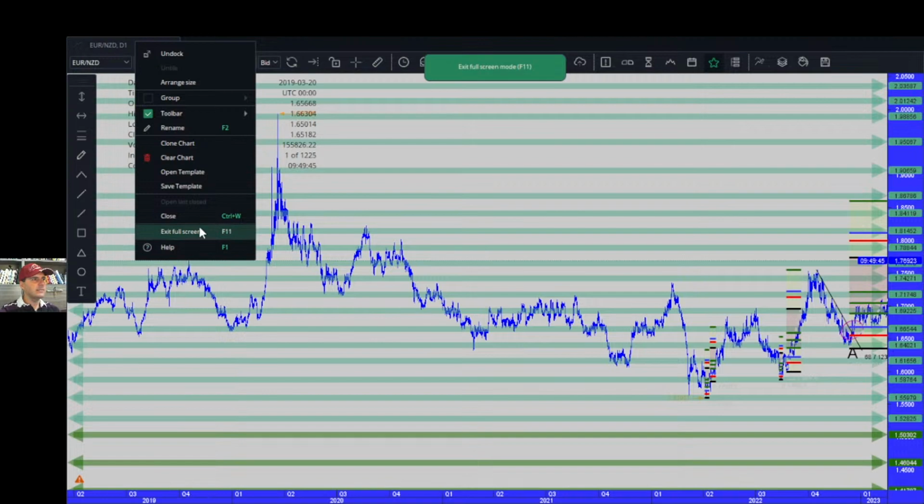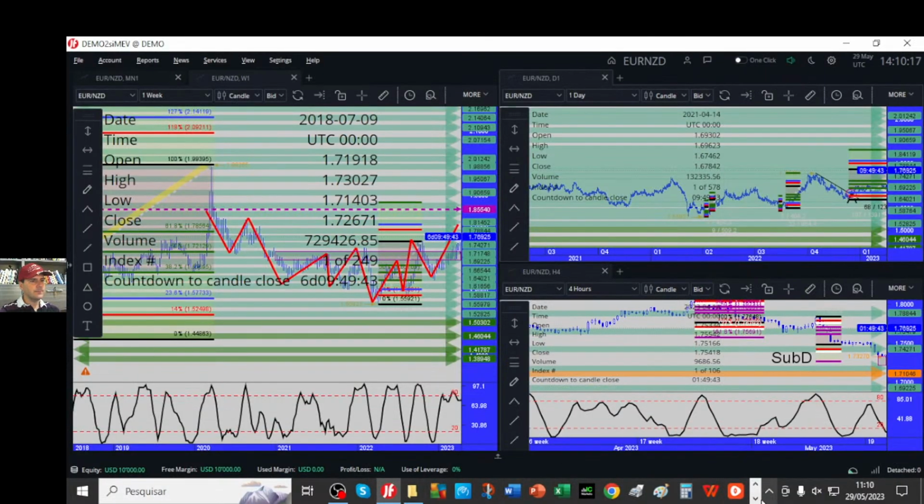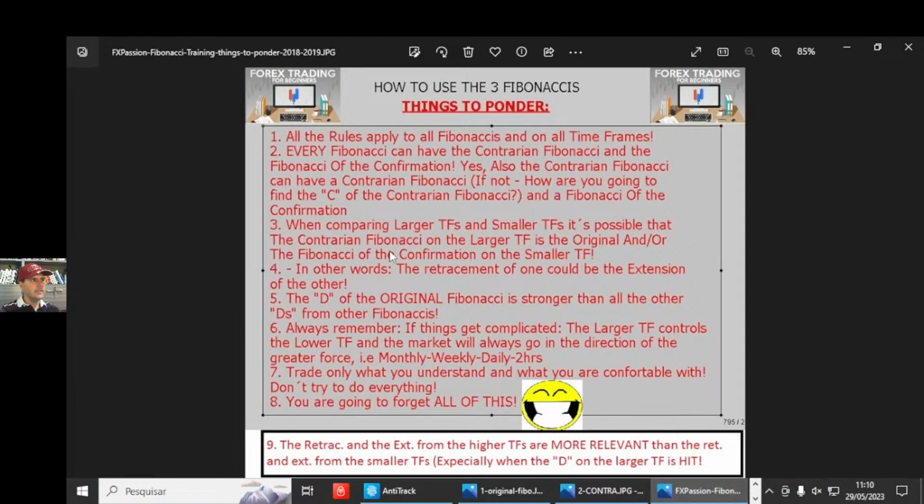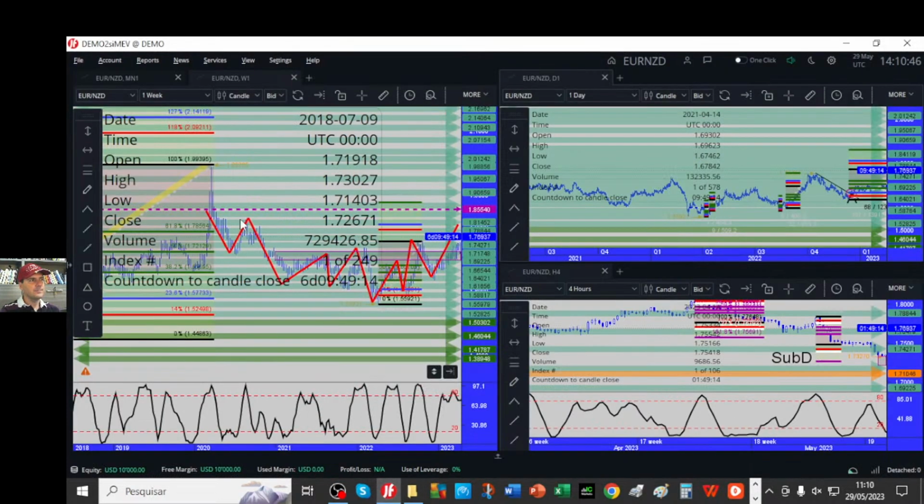Down, exactly. So as you can see, everybody, when comparing larger time frames and smaller time frames, it's possible that the contrarian Fibonacci on the larger time frame is the original and/or the Fibonacci of the confirmation on the smaller time frame. So Mattia, the monthly is up, the weekly is up, the daily is down. How are you going to trade those Fibonaccis?